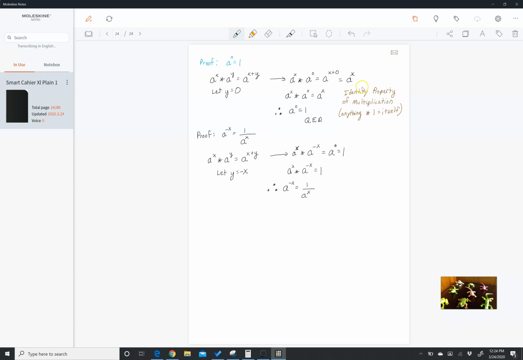And we used identity property of multiplication up here. We are going to use the inverse property of multiplication down here. And what the inverse property says is anytime that you multiply something by its reciprocal, it's equal to 1. So this is the inverse property of multiplication.